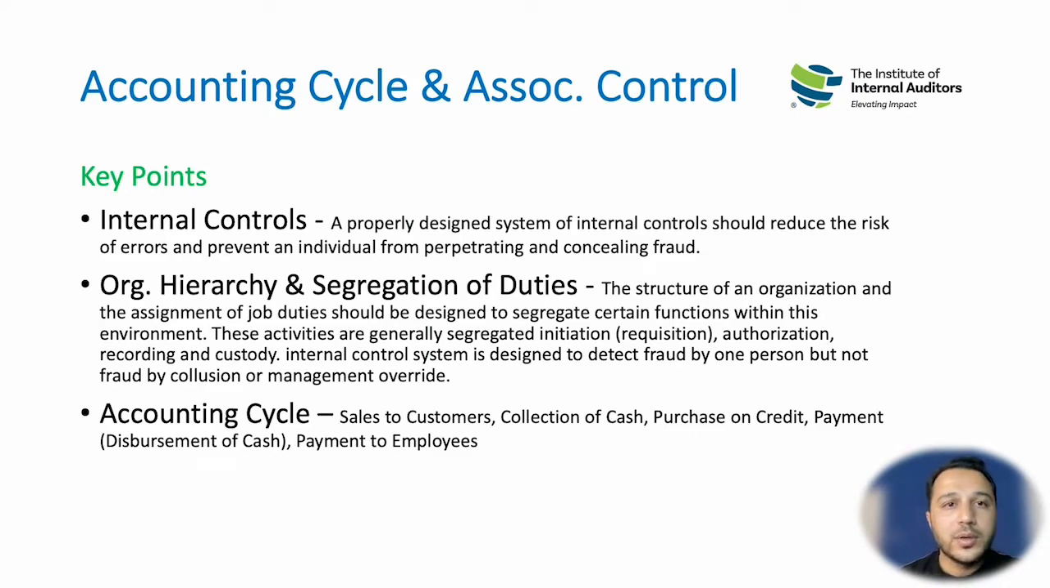Here we are starting our next section within this unit, about the accounting cycle and associated controls. What is internal control? We have discussed this in much detail in the previous units. However, to go through it quickly, internal controls are basically a system or a tool that helps us reduce risk or prevent errors or wrongdoers from committing fraud. So this is the purpose of internal control: to manage the risk.